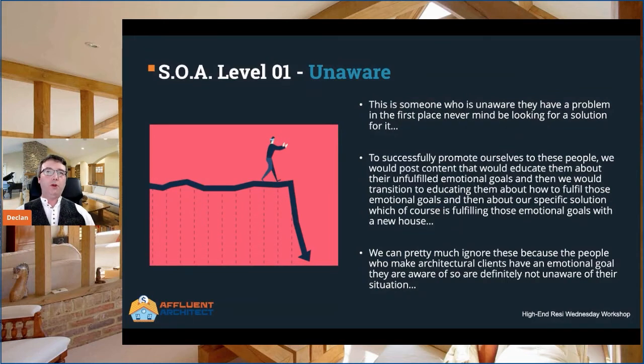We can pretty much ignore these people because the people who make architectural clients have an emotional goal they are aware of. So they are definitely not unaware of their situation. And that is very good news, as this is also the most difficult segment to market to due to the amount of education required. So it's a win for us.